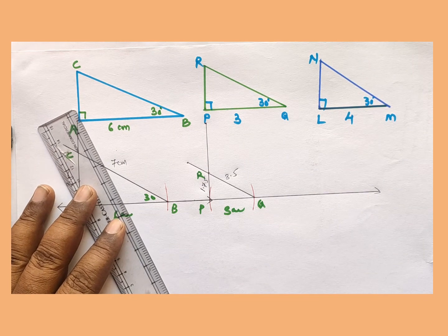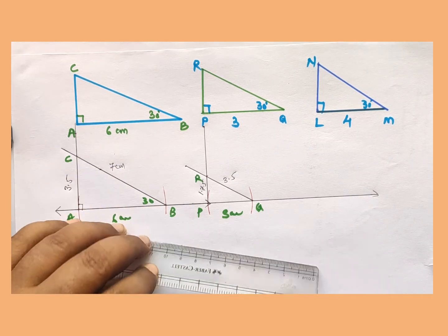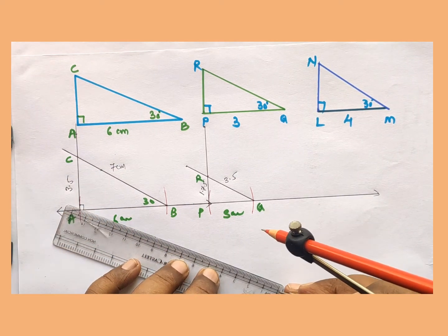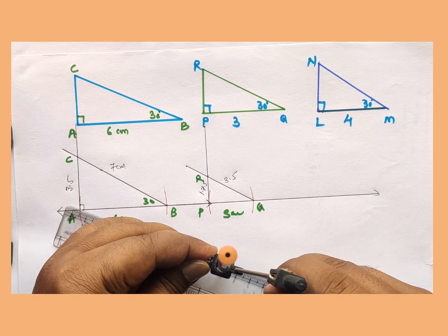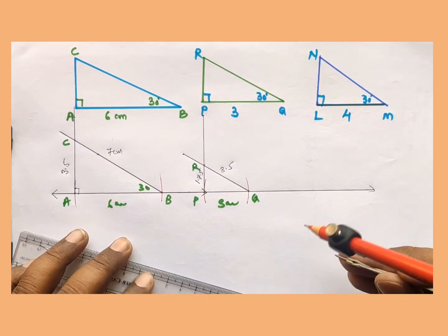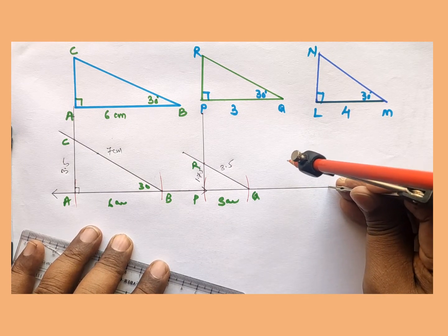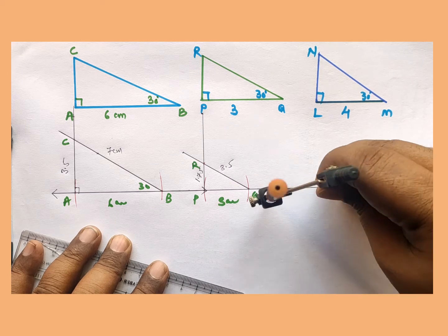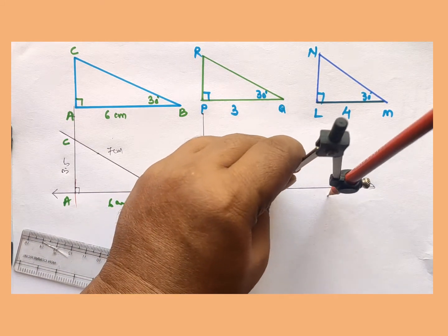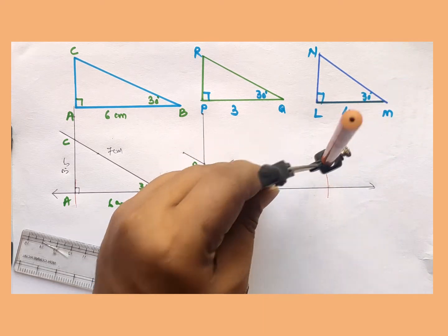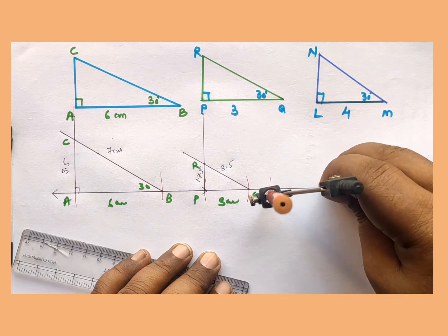Let us draw now L, M, N. They want 4 centimeter. I'll take the radius as 4 centimeter. I will cut an arc here. So I got the segment LM. We are making it a little dark so it can be visible properly.